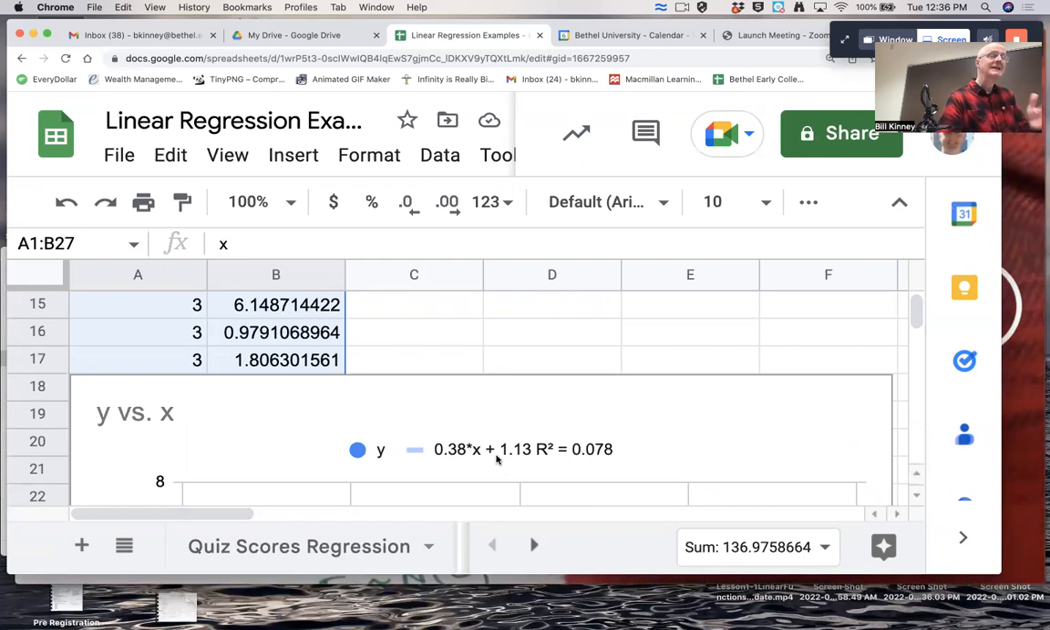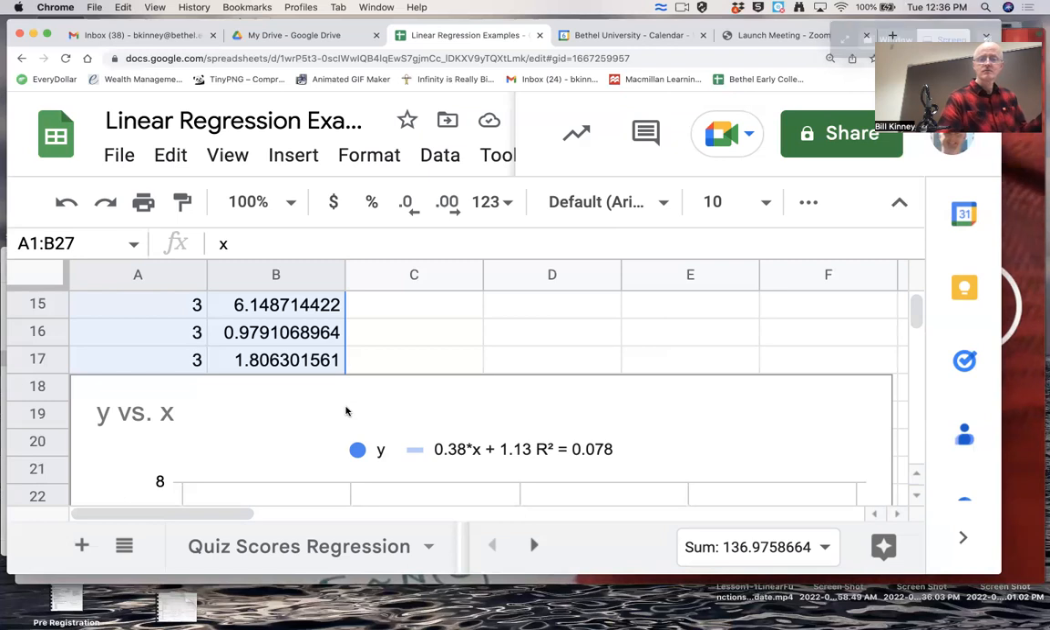Beta 0 is 1. 1.13 is our observed estimate of beta 0, and our observed estimate of beta 1 is 0.38. We're pretending we know what the population regression line is here. The 0.38, b1, excuse me, sample slope is an estimate for the population slope, 0.5.